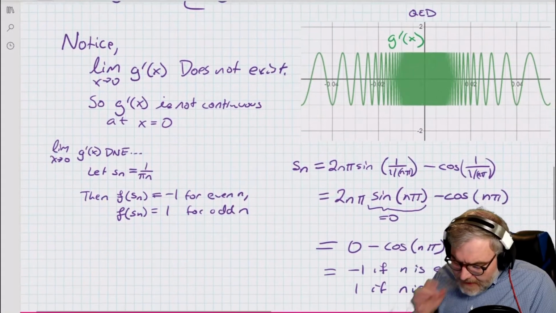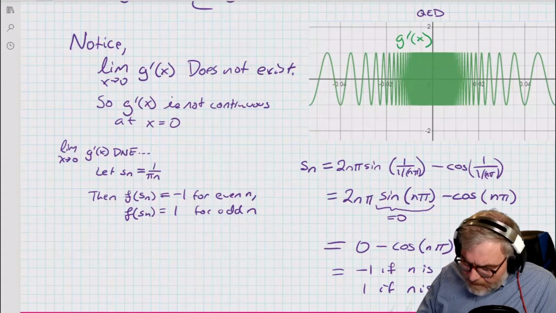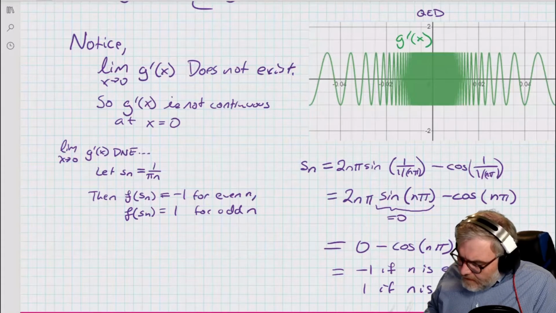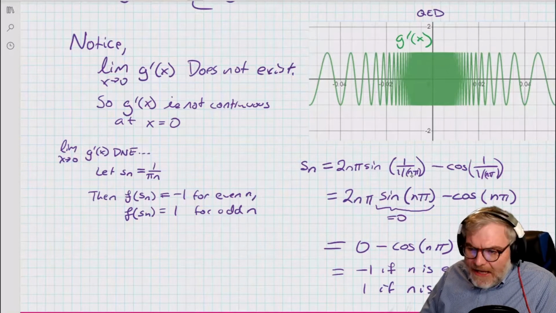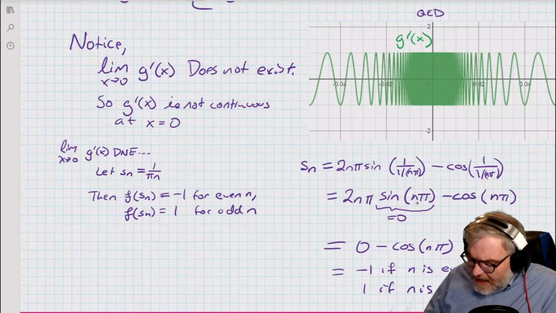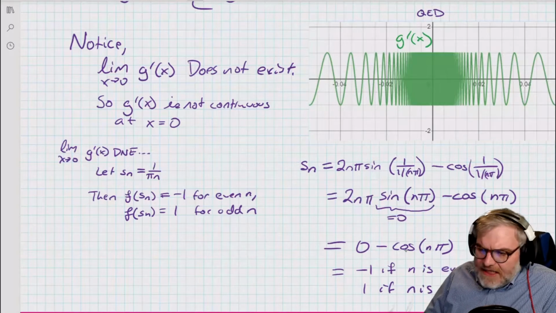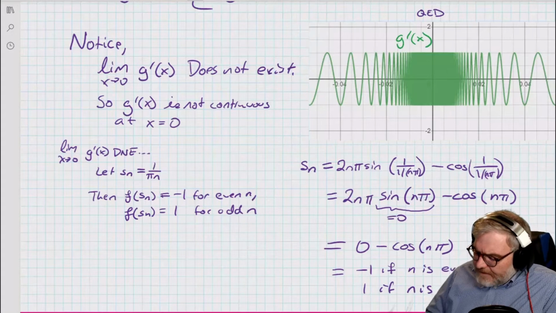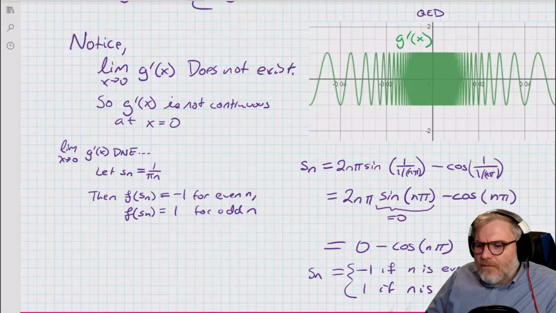If you want the sequence to show this, plug in the sequence Sn equals 1 over pi n. So if I plug that in, I'm going to wind up with Sn equals this. But notice that 1 over n pi in the sine is just n pi, so this term is going to equal 0 every time I've got 1 over pi n in it. Then I'm going to have the minus the cosine of n pi. That means I'm going to have 0 minus the cosine of n pi for every Sn. That means that Sn equals -1 if n is even and 1 if n is odd.